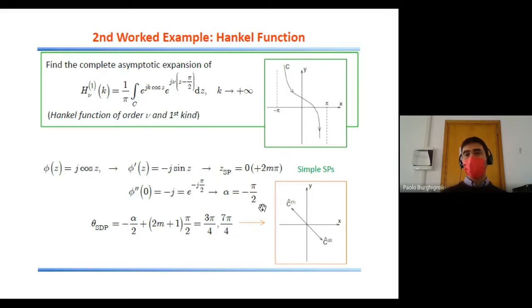With this information, we are now able to find out what are the directions of the steepest descent lines that originate from the origin by employing the general formula minus alpha divided by n, where n is 1 plus the order of the saddle point. In this case, the order is 1, so the denominator is 2. So minus alpha divided by 2 plus an odd integer multiple of pi over 2. And this gives us the two directions, 3 pi over 4 and 7 pi over 4. That is, we need to move along the bisectrices of the second and fourth quadrants. Okay?